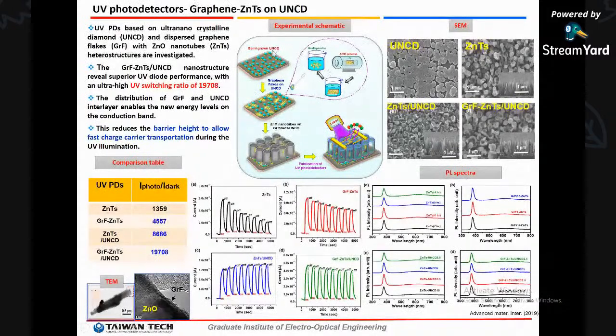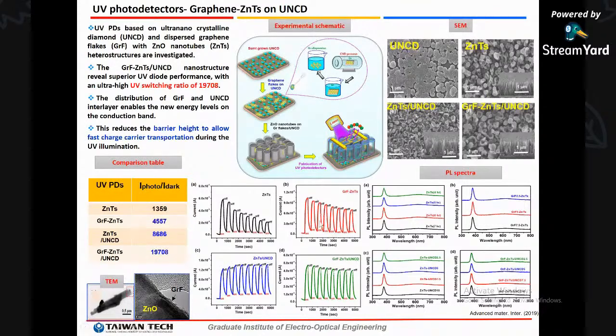Here, we use the seed-grown diamond. So far you can see the films are continuous, or thin film. Here we do the seed-grown diamond, meaning they can act like very good active sites, also a very good substrate. And then we grow the zinc oxide nanotubes on the diamond, and then we add the graphene flakes with this diamond. Then finally we fabricate the device like this.